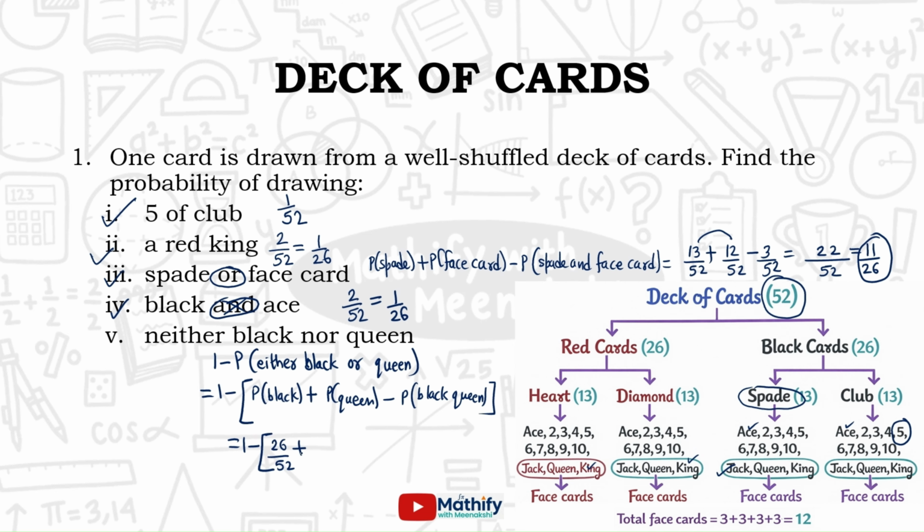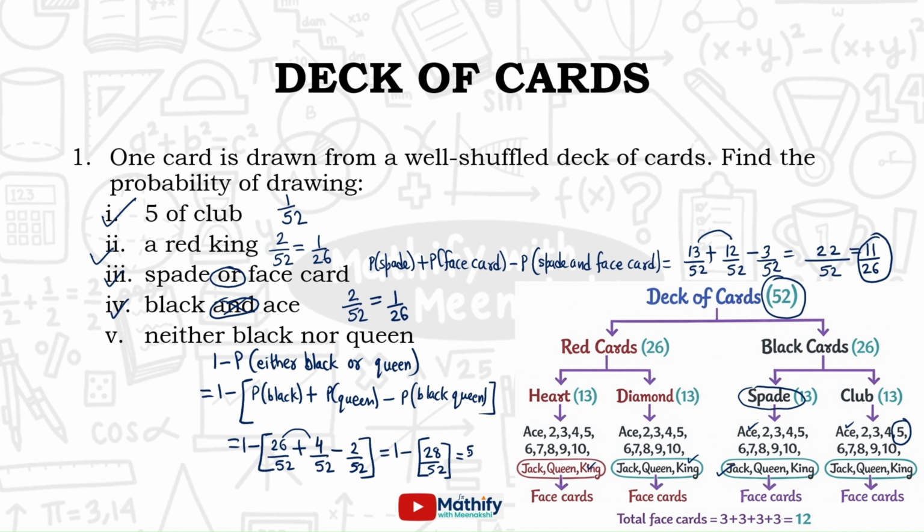How many queens do we have? In queen we have 4 queens. One from heart, one from diamond, one from spade, one from club. And black queens are 2. One from spade, one from club. So total is 1 minus 26 plus 4 is 30. 30 minus 2, that's 28 by 52.